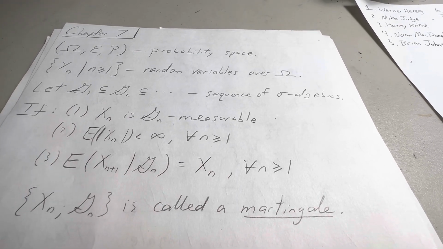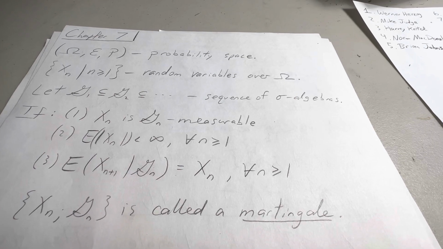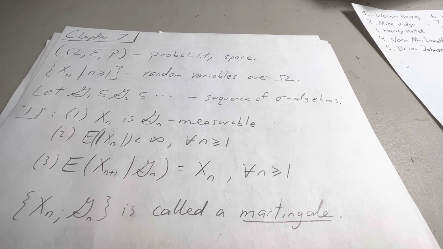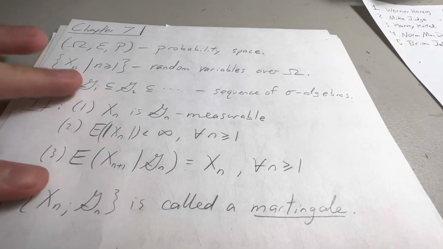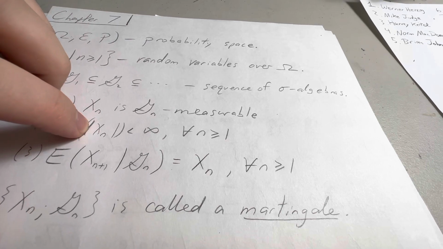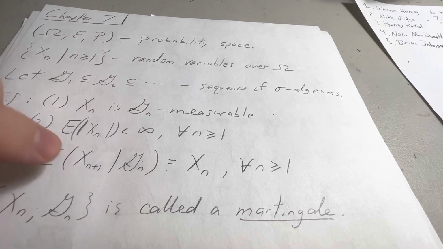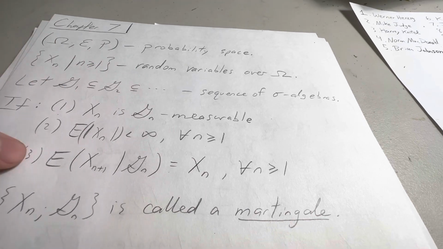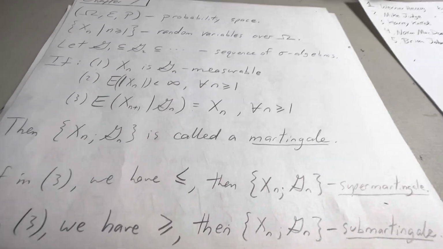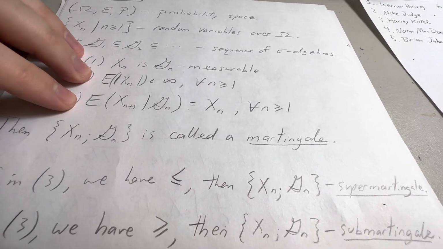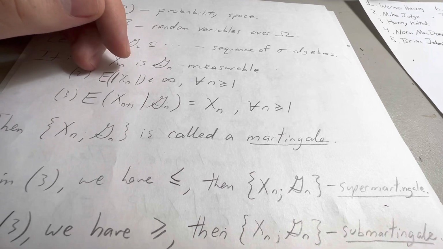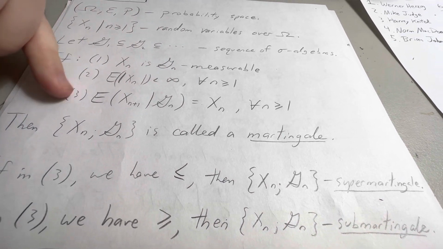If you have a probability space and a family of random variables over omega, and you have a sequence of nested sigma algebras G1, G2, G3, and so on, and you have the following three properties satisfied, where Xn is Gn measurable, you have finite first moments, and probably the important one, well, they're all important, but you know what I mean. Number 3 is the thing that gives us the martingale: the expectation of Xn+1 given Gn is equal to Xn for every n. This is called a martingale if these 3 are satisfied.